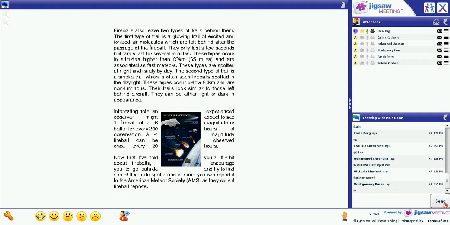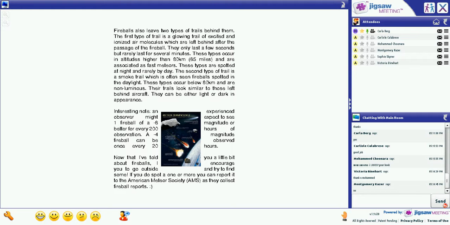The second type of trail is a smoke trail, which is often seen with fireballs spotted in the daylight. These types occur below 80 kilometers and are non-luminous. Their trails look similar to those left behind by aircraft. They can be either light or dark in appearance.